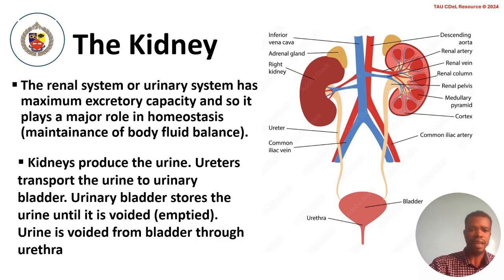The urinary bladder stores the urine until you feel like urinating. That's where the micturition complex and reflex comes in. We'll talk about that. Now, urine is voided from the bladder through the urethra.